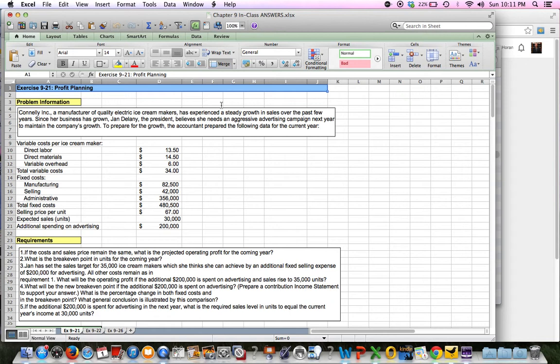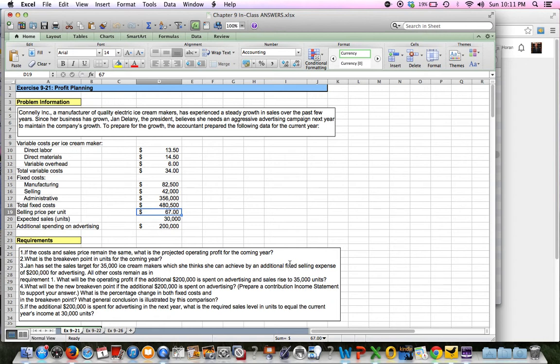To prepare for growth, they put together some data for the current year: some variable cost per ice cream maker. Variable cost includes some labor, materials, and overhead. Some fixed cost, which includes manufacturing, selling, and administrative cost. Total fixed cost, selling price per unit 67. They expect to sell 30,000 units, and they expect to spend an additional $200,000 on advertising.